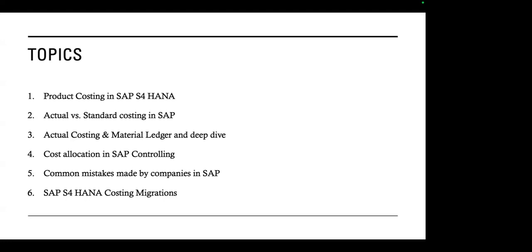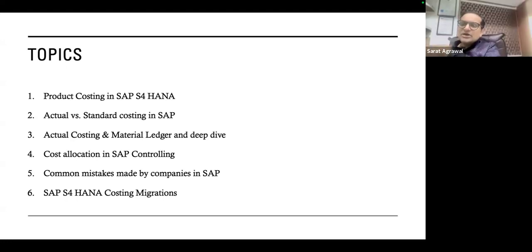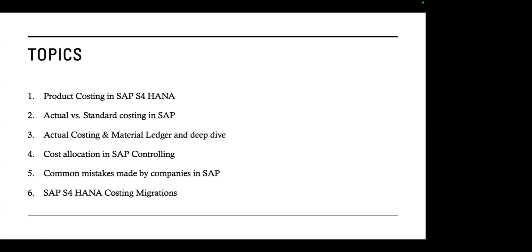So for those companies who are going for actual costing, is it necessary for them, apart from running this actual costing, to run this cumulative unit price, or is it their decision? It is their decision. Cumulative running is not mandatory for that. Okay.